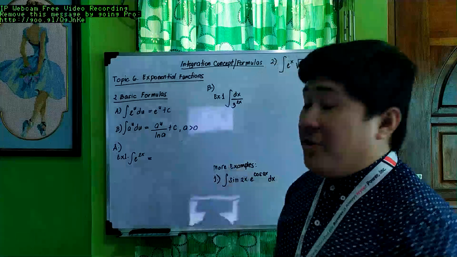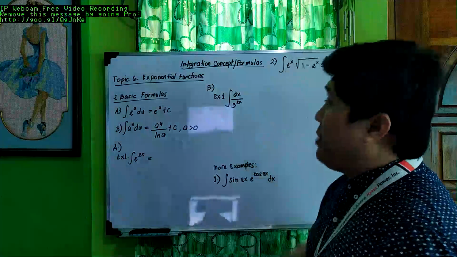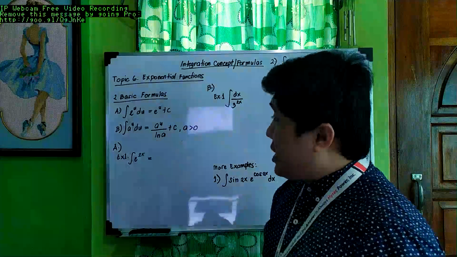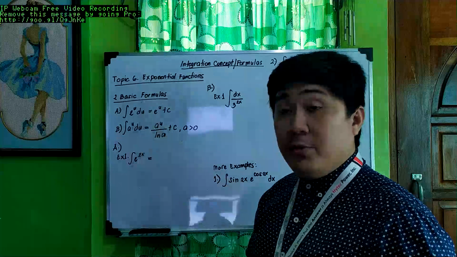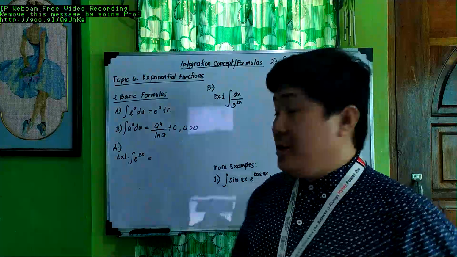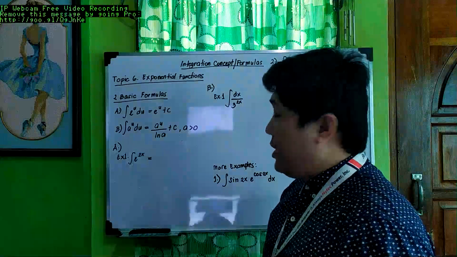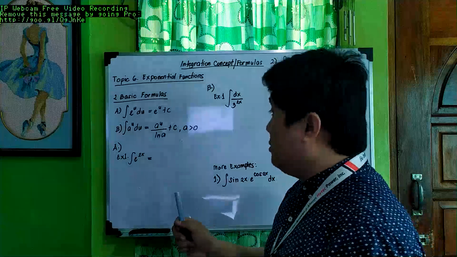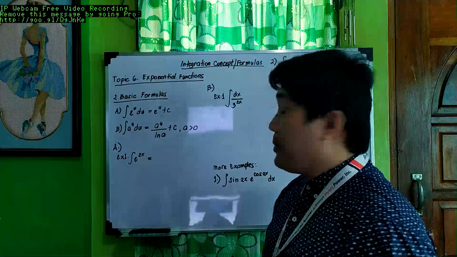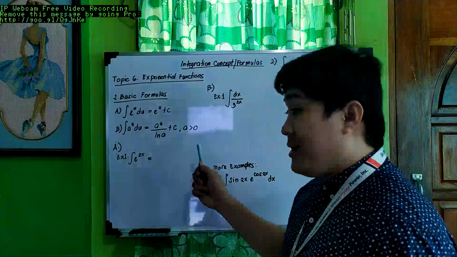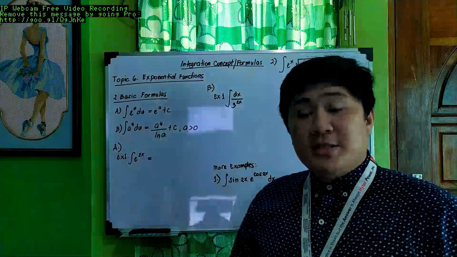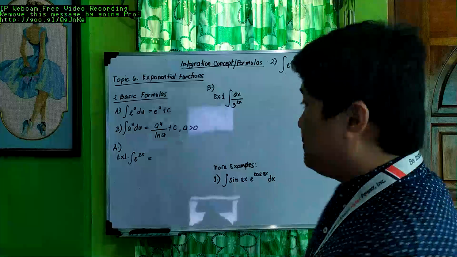In exponential functions, there are two basic formulas that we usually use. The first one is the integral of e raised to the power of u du, which gives you e^u plus c. And the other one is the integral of a^u du equals a^u over ln of a plus c, where a is greater than 0, and a is a constant value or a number.